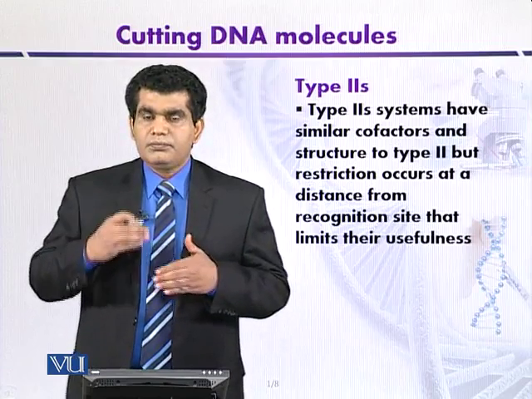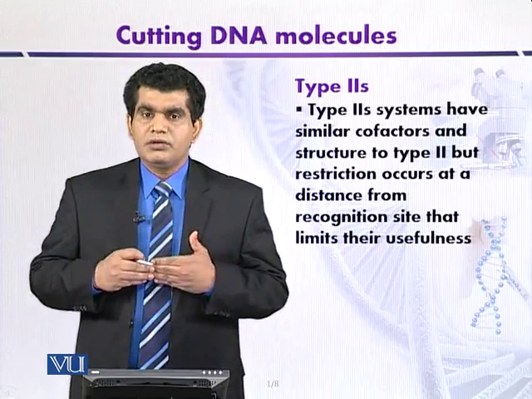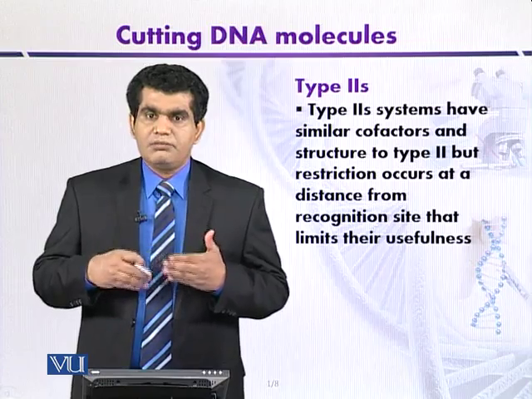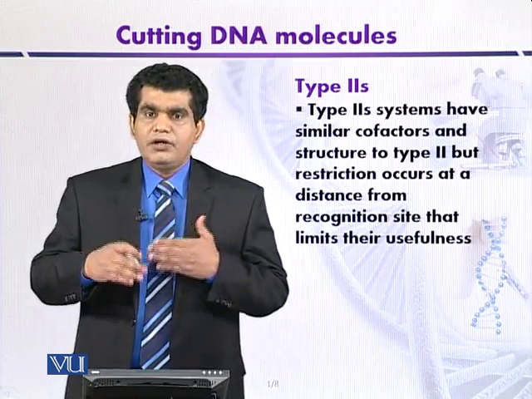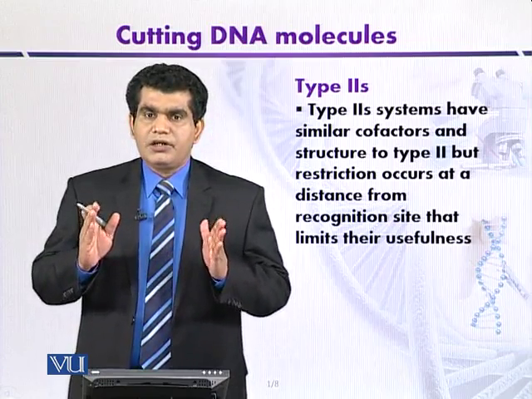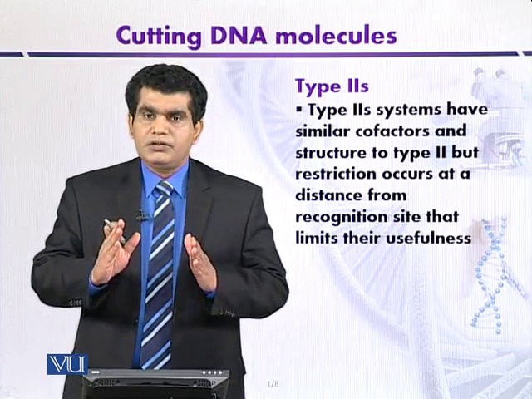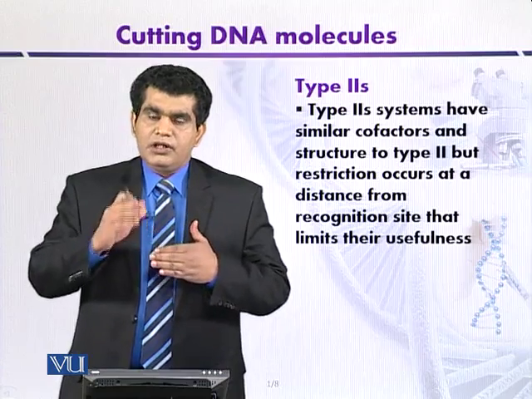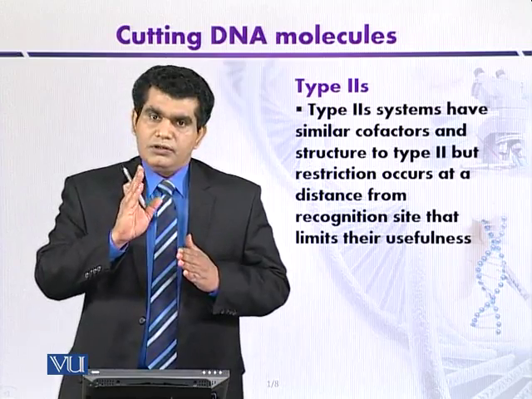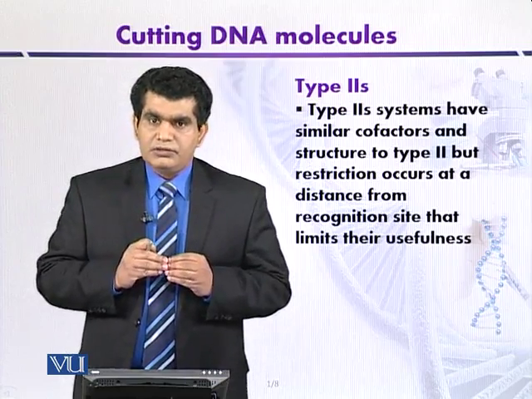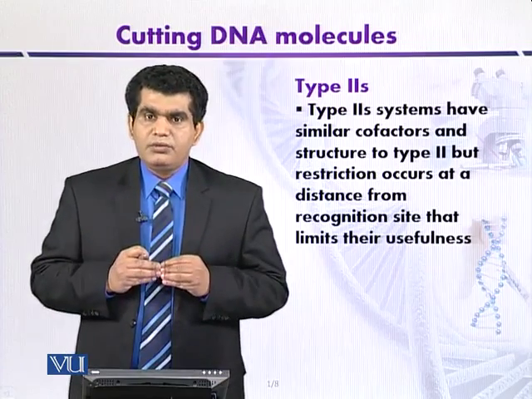So type 2 restriction endonucleases are mainly used. Why are they called endonucleases? Because they can cut within, inside of the DNA, not at the margin, at the central point of the DNA. So that's why they are called endonucleases.